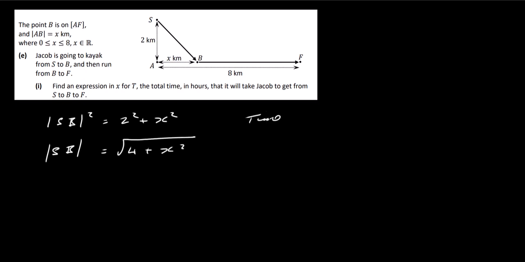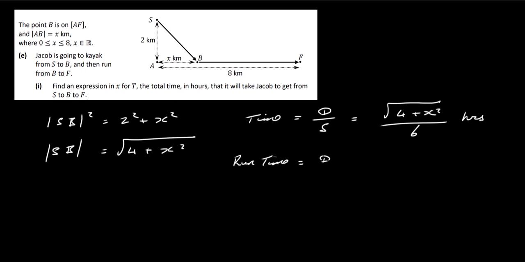Now the time it takes to get from S to B is distance over speed. So the distance we've just worked out as the square root of 4 plus X squared. We've got to divide that by the speed, which is just 6. And again, this is in hours. Now, he's going to run then from B to F. So we've got to work out the time it takes to go from B to F. So the run time, again, is distance over speed. The distance is 8 minus X. And the speed that he runs at is 12 kilometers per hour. So this is hours as well.